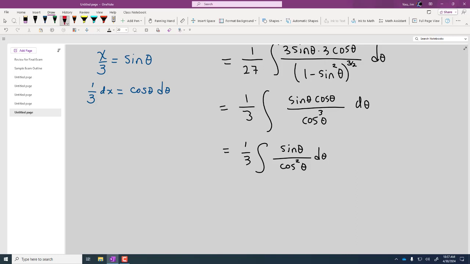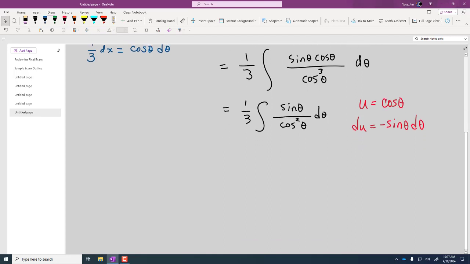So if we let u equal cosine, du is minus sine of theta d theta, and that's in the numerator. So that's perfect. Couldn't ask for a better u sub. So this will be 1/3 integral. Sine of theta d theta is minus du, so we'll put the minus out in front. Put the du right there.